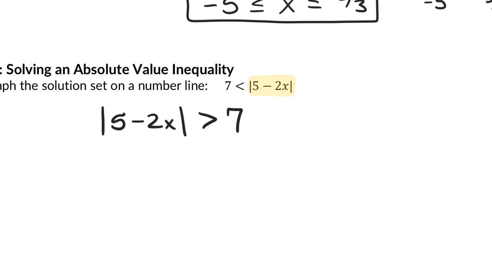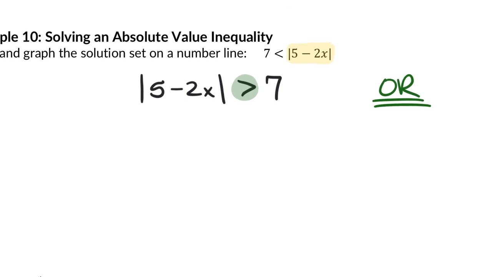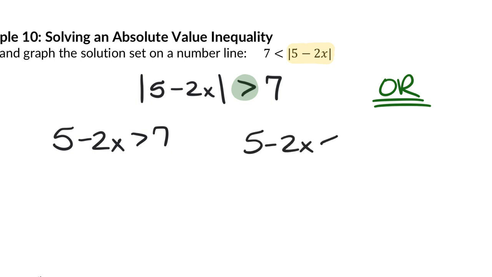What symbol is this right here now? Greater than. This is going to be one of the or statements. Now, we haven't seen an example of this yet because we'd only been seeing and. But for my or statements, all that means for me is I'm going to follow the isolate, separate, solve steps from a regular equation. We separate this into 5 minus 2x greater than 7. And 5 minus 2x less than negative 7. So we separated. One stays exactly the same.